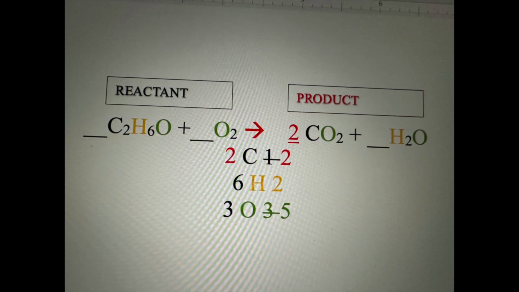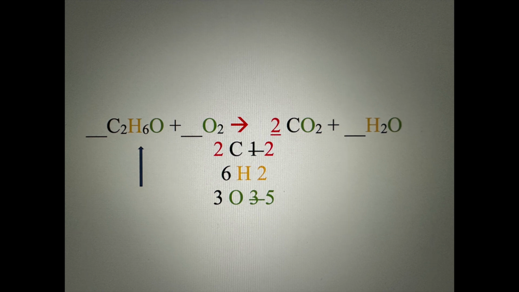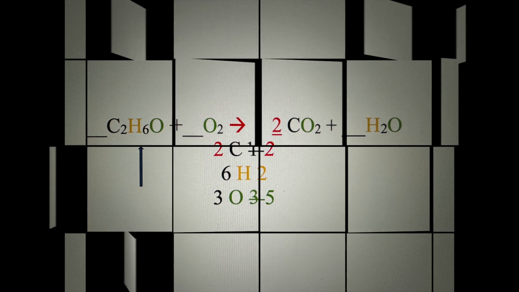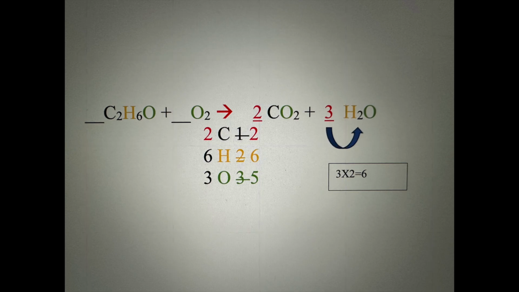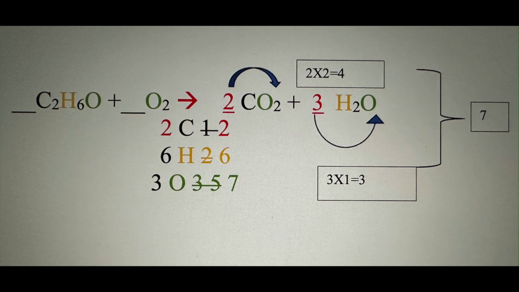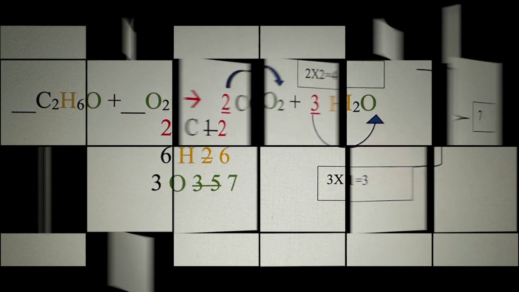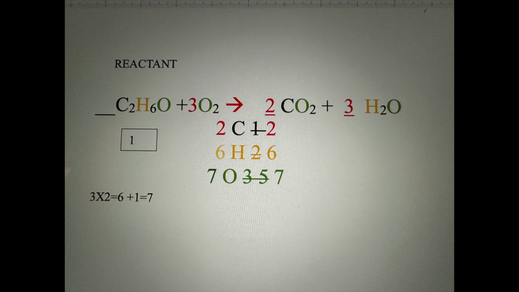Now, let's see about getting the hydrogen balance. There are 6 on the reactant side, and let's see if we can at least get 6 on the product side. If I use a coefficient of 3 here, now I have 3 times 2 equals 6 hydrogens, and 3 times 1 equals 3, plus 4 equals 7 oxygens. Yay, we're almost there. Now, let's tackle the oxygen on the reactant side.